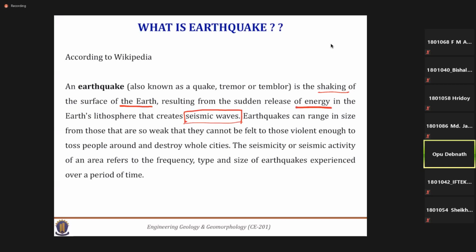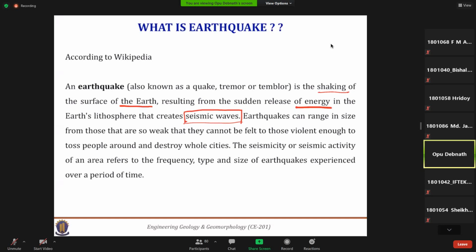So a single earthquake can be of different sizes, and of different range or intensity. Sometimes there may be a very small shake or so weak an earthquake that many of you can't feel, but in some cases it may be of higher intensity.